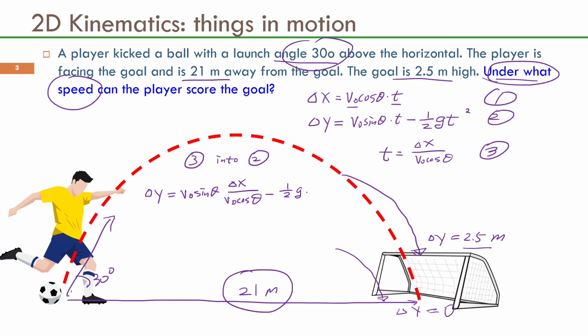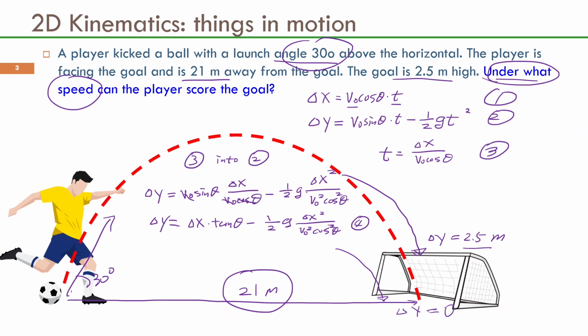And what is my t squared? It's going to be delta x squared divided by v0 squared cosine theta squared. If I simplify this a little bit, this and this can be simplified as delta x times tangent theta minus half g delta x squared divided by v0 squared cosine theta squared. Let's say this is my equation 4.